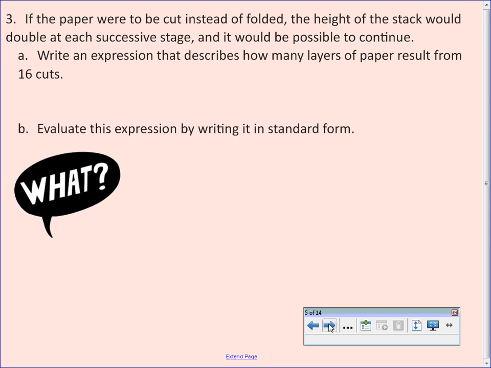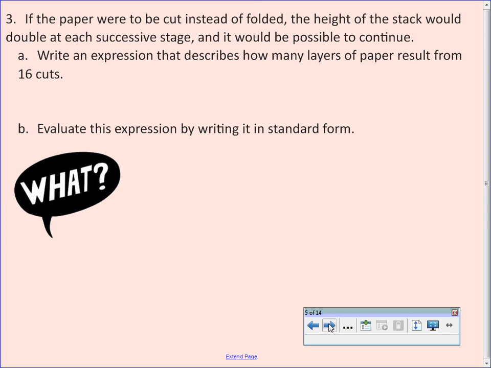Now, instead of folding it, it would have been easier if we cut it. Because if we cut it, it wouldn't have gotten so thick on that end, and we could have kept going. It was the folding that slowed us down. So if we cut it, we could have kept going, and we would have gotten the same answers, okay?